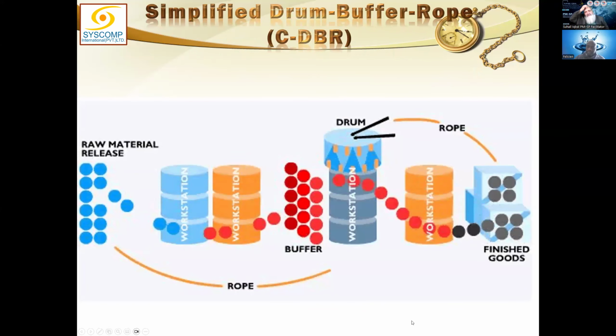Okay, this is also based on another interesting phenomenon, which is called drum buffer rope. Drum buffer rope is a philosophy at the base of the theory of constraints. You can see here are the items which are the raw materials. This raw material is fed into this system. This produces something, is fed into this system. This produces something, is fed into this system, and so on. It flows.